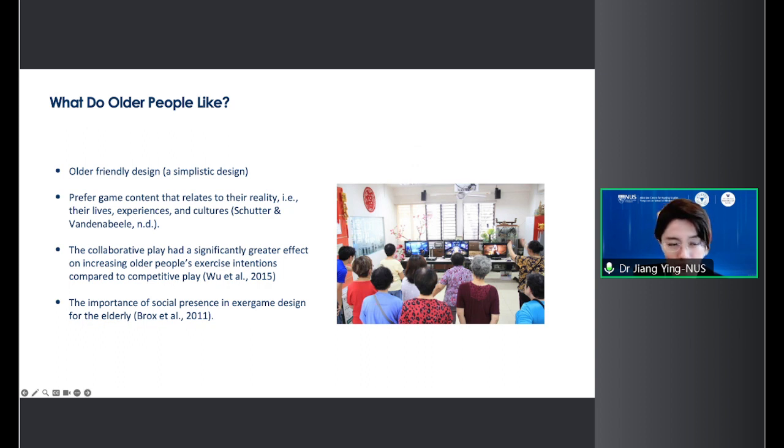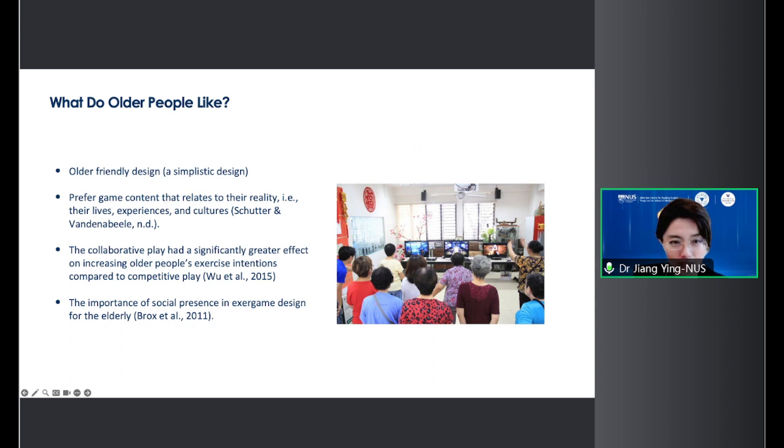So some of the studies often reported what they like. They like something that is friendly. They like something that is related to their reality. For their age, they like something that is really related to their past experience, the life they've gone through, the culture. So we need something that is culture sensitive.